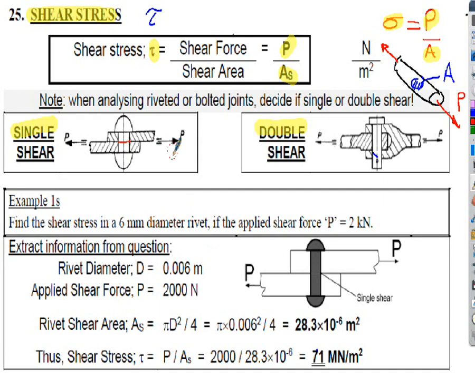Then we could remove the two plates. With the double shear joint on the right-hand side, if we want to break this joint, we've got to fail the pin in two places.